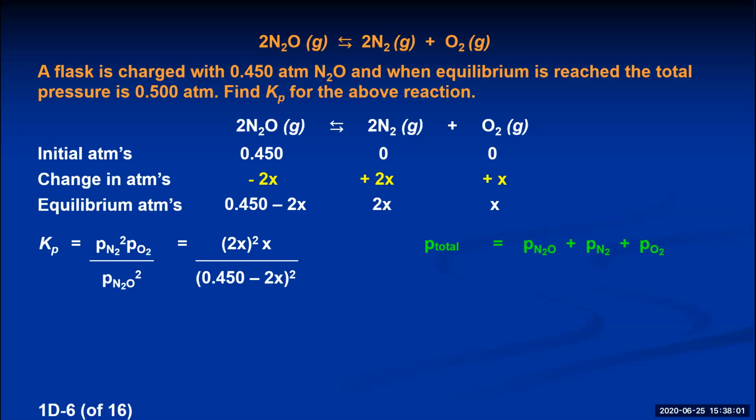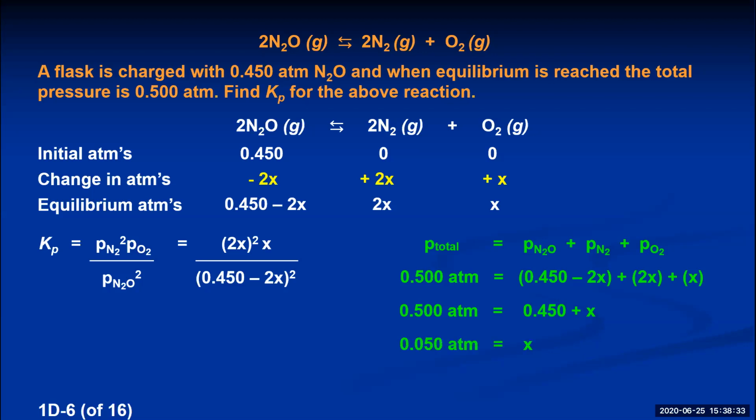So the total pressure is going to be the sum of the partial pressures of the N2O, the N2, and the O2. The total pressure is 0.500 atmospheres, and we know the partial pressures for each of the gases. The N2O is 0.450 minus 2x, the N2 is 2x, and the O2 is x. The minus 2x and the positive 2x cancel out, and that leaves 0.500 atmospheres equals 0.450 plus that final x. Subtracting 0.450 from both sides, x equals 0.050 atmospheres.